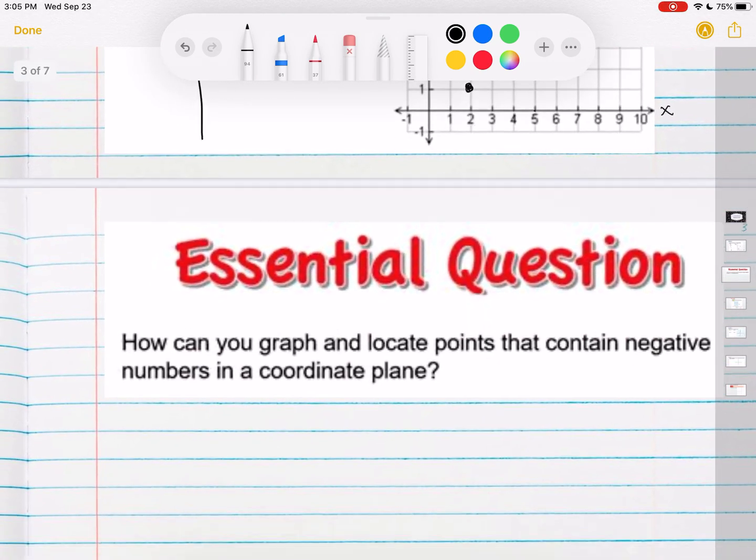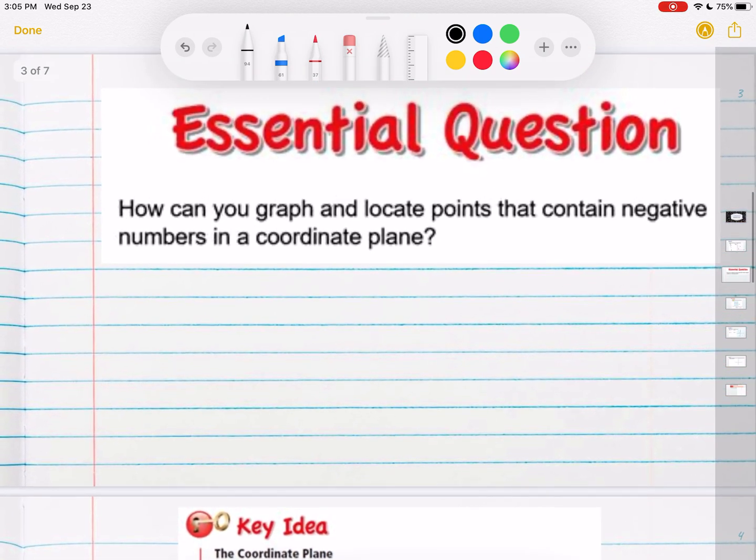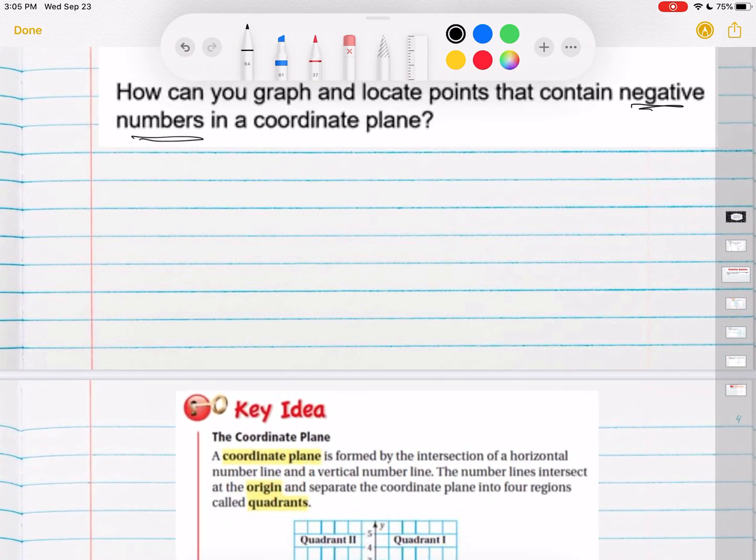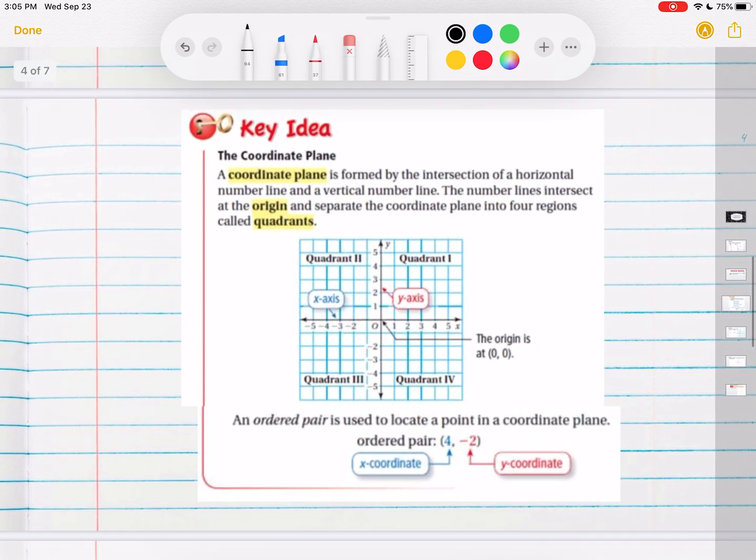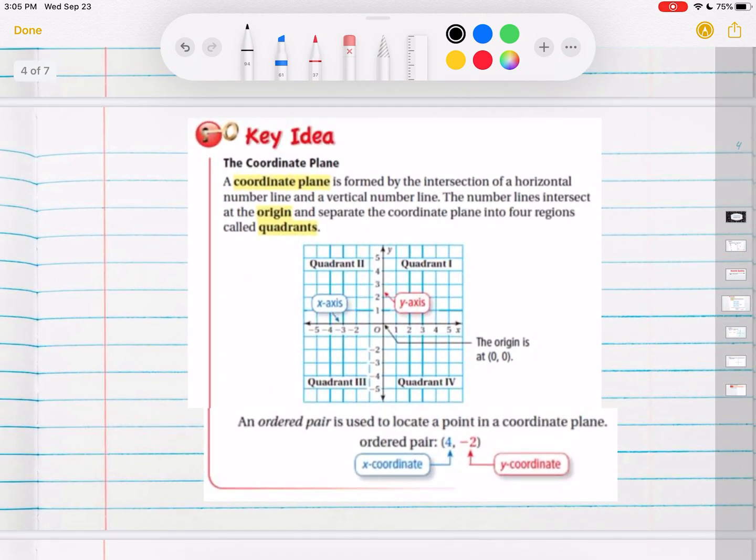So how can you graph and locate points that contain negative numbers on a coordinate plane? Our previous coordinate plane only had positive numbers, but of course, negative numbers exist, so we have to include them on our coordinate plane.